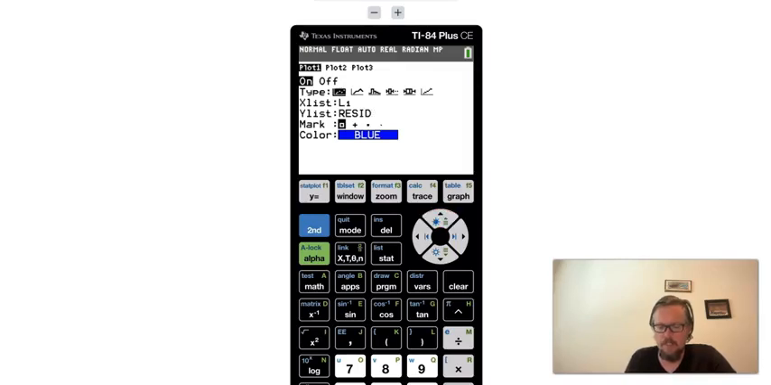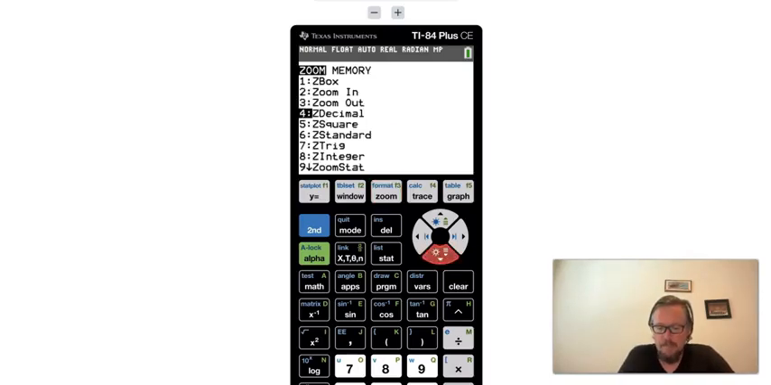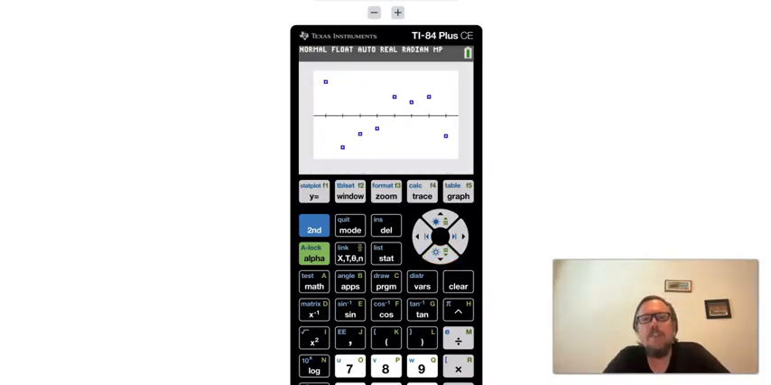Okay, make sure it looked like I had plot 2 turned on. Yep, let me turn plot 2 off. I just want to graph one of these. So I'm just going to graph plot 1. To get a really good window for your scatter plots, we can do zoom and then number 9, which is zoom stat. That's a good window for us. And there's a plot of our residuals.